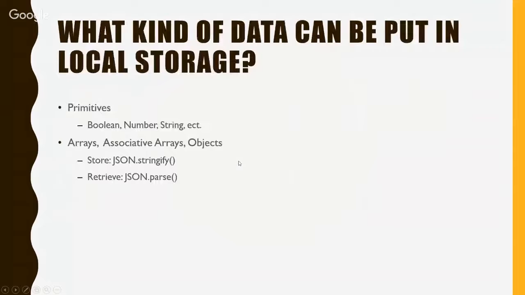And then the different kinds of data that can be put into local storage is primarily your primitives like Boolean, number, string, things like that. And if you want to store something other than that, like an array or an object, you'll have to put it into JSON format and stringify it. And then to pull it out, you just need to parse it.